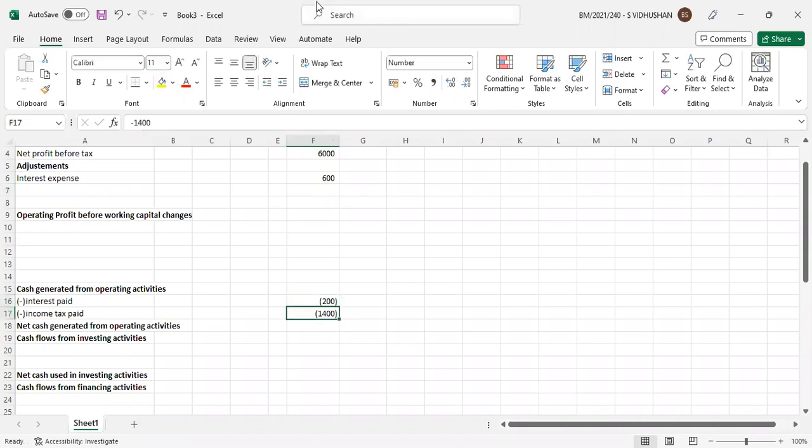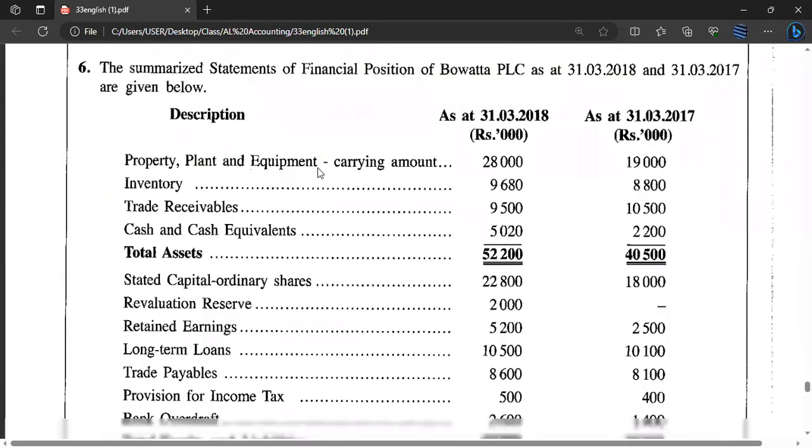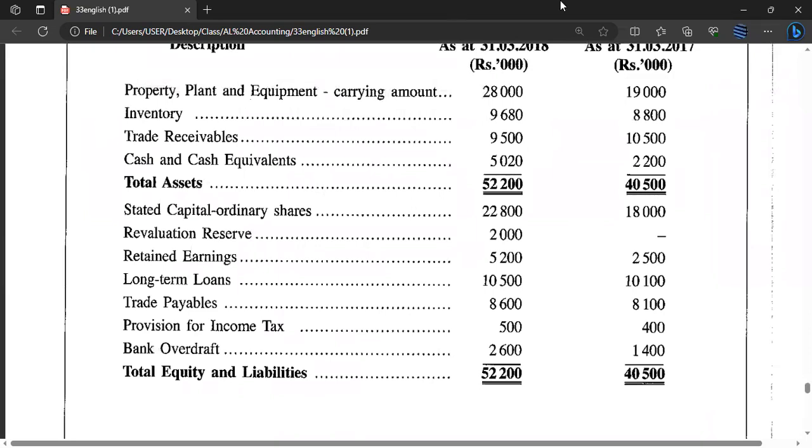They have also made a mistake here: by mistake they have added the accrued interest of 400 to the long-term loans. You can see long-term loans here is 10,500. They have mistakenly added that 400. Once you deduct that, you get a balance of 10,100. So opening balance is 10,100 and closing balance is also 10,100, which means they haven't paid any amount towards the long-term loans. That's what you need to understand here.